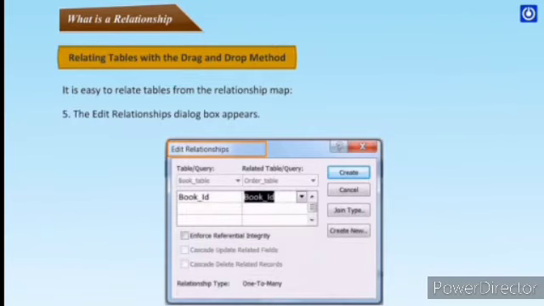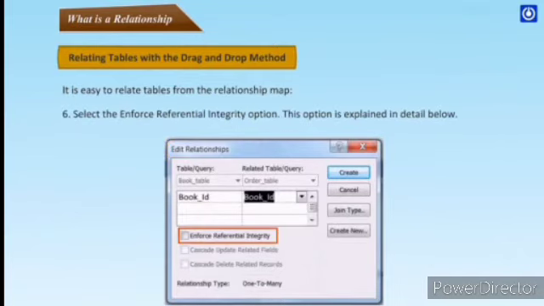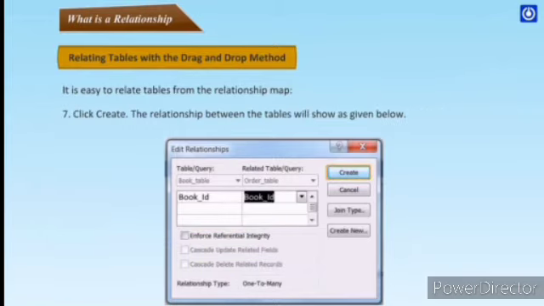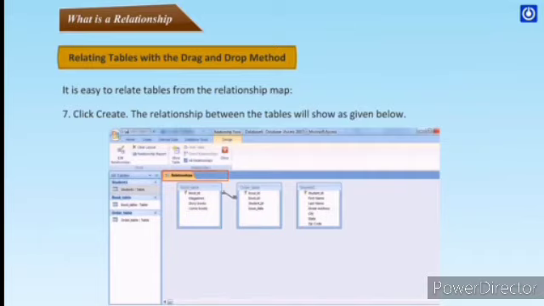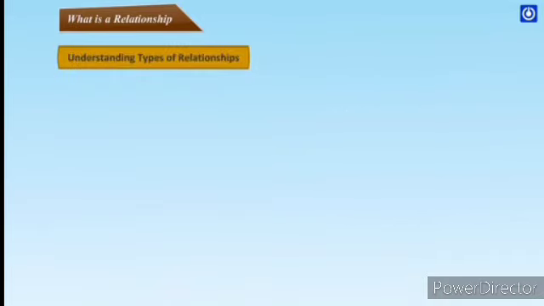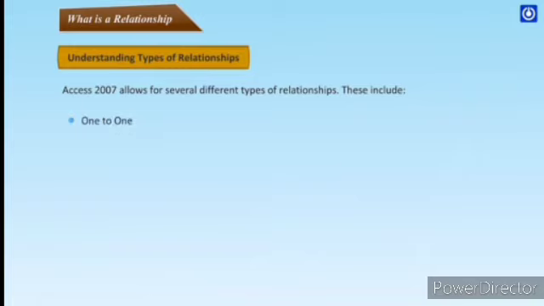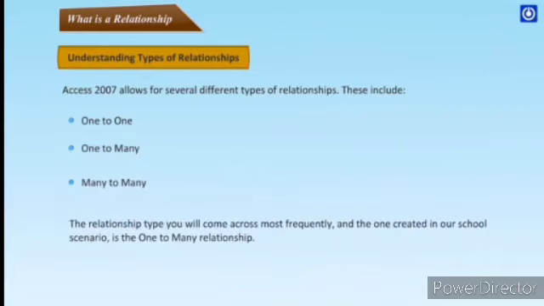The Edit Relationships dialog box appears. Select the Enforce Referential Integrity option. This option is explained in detail below. Click Create. The relationship between the tables will show as given below. Understanding types of relationships. Access 2007 allows for several different types of relationships. These include one-to-one, one-to-many, many-to-many. The relationship type you will come across most frequently, and the one created in our school scenario, is the one-to-many relationship.